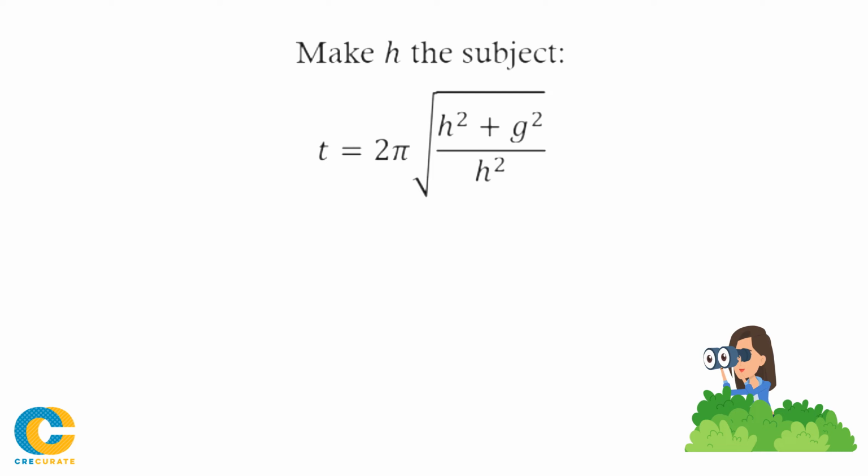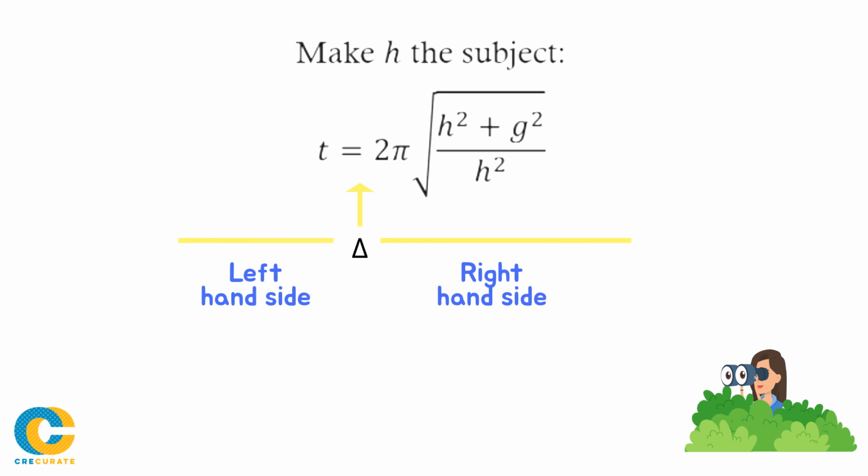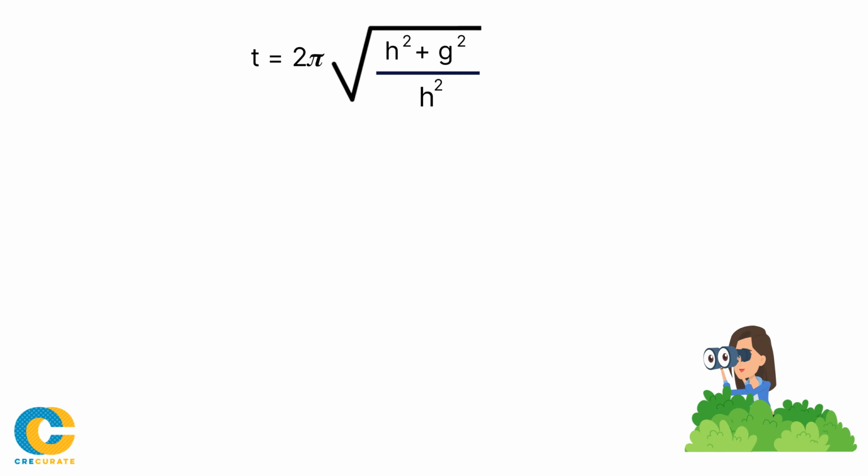In this week's question, we want to make h the subject of the equation. Recall that an equation is like a seesaw with the equal sign as the pivot point between the left-hand side of the equation and the right-hand side of the equation. Remember that whatever we do on the left-hand side must also be done to the right-hand side to maintain the equality of both sides. Now we're ready to solve our question.